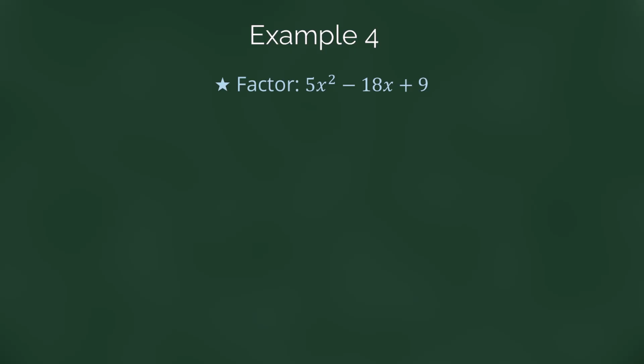All right, we'll wrap up with one more just to make sure we've mastered this technique. So here we've got 5x squared, that's our A, minus 18x, we've got a negative B again, and then C is positive 9. So we've got 5 times 9. Up here is 45, and then negative 18. All right, so we're looking for factors of 45 that add up to negative 18 this time.